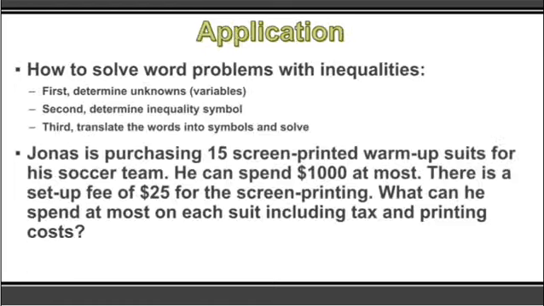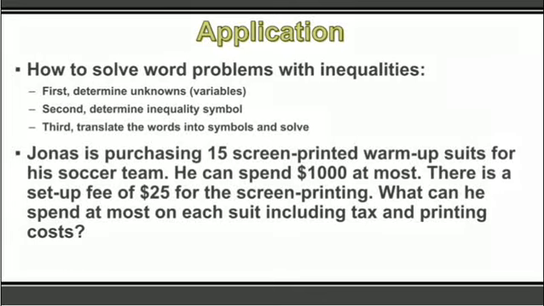Let's get to some application problems. When we have an application problem, there are a couple of steps to follow in order to solve these. First, you need to determine your unknowns. What are your variables? Secondly, you need to determine what inequality symbol you're going to use. So look carefully at the keywords used. And then thirdly, translate the words into symbols and solve.